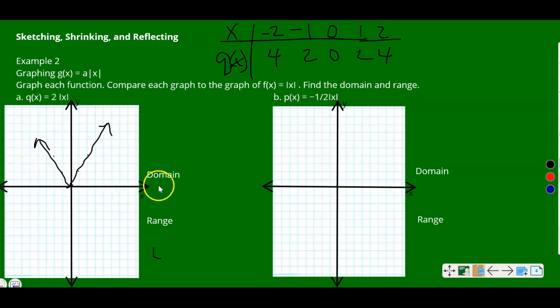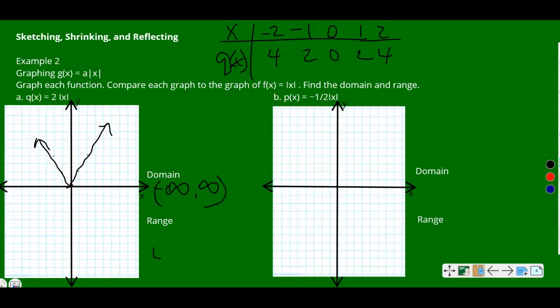All right, so let's look at the domain. Pretend like that is a nice, smooth V-shaped graph. We are looking for the domain of this graph. The domain goes from left to right. It's got arrows going in both directions, left and right, so it's all reals, or negative infinity to infinity.